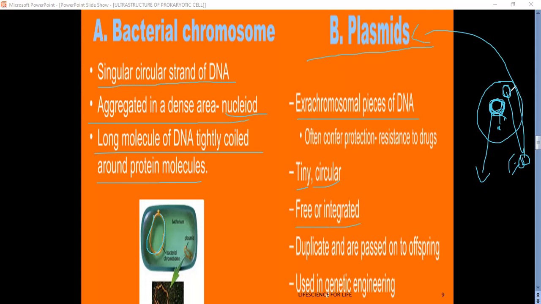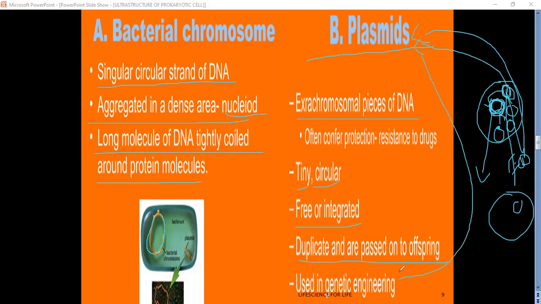It may be present as free, or it may sometimes be integrated with the host chromosome, duplicate, and be passed on to the offspring. During prokaryotic cell division, during binary fission, this plasmid also enters the other cell, and it can make its own copies in that cell. And this is the most important point: the plasmid is useful in genetic engineering studies.